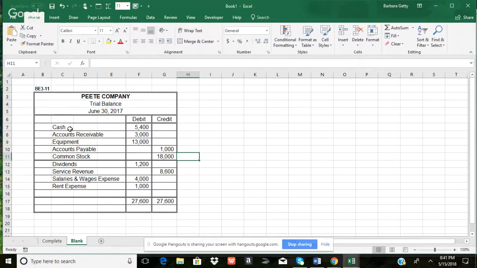So what we learned from our trial balance, like I said, is that it was taken from the ledger, and it can be used now in preparation for other financial statements.